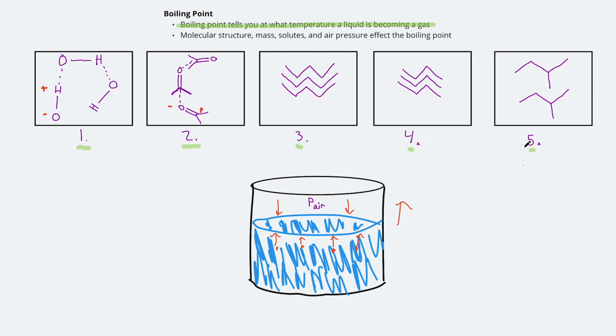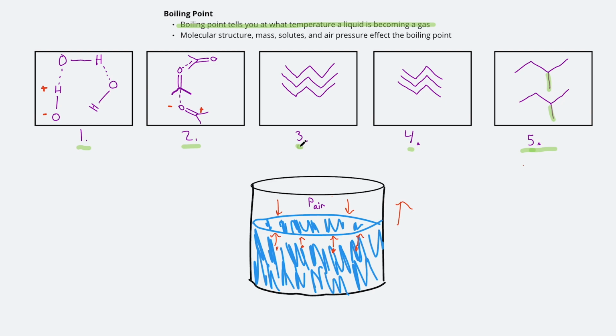Now compare 3 and 4 to image 5. Image 5 has this branch on this hydrocarbon. The branch interferes with the stacking, so they're unable to have all of that contact area that we see in 3 and 4, which will drastically reduce the boiling point.